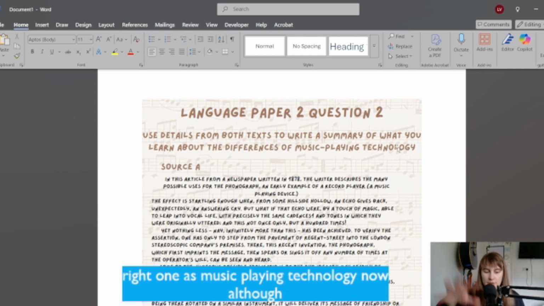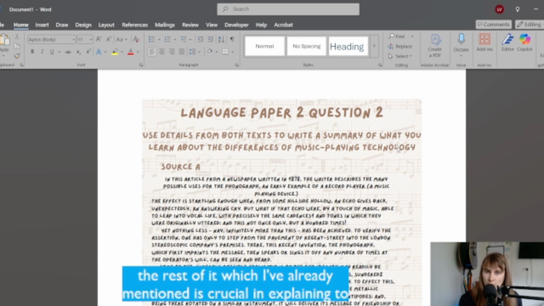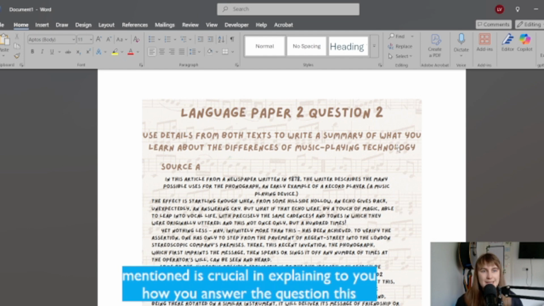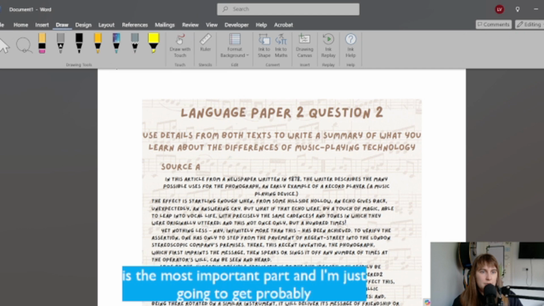Now, although the rest of it, which I've already mentioned, is crucial in explaining to you how you answer the question, this part here is the most important part. And I'm just going to get probably a bit of a highlighter on that one.